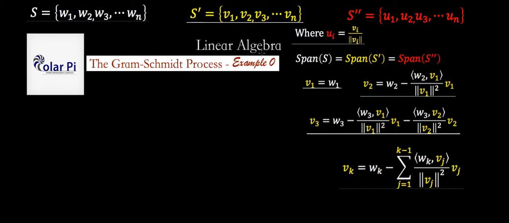Guys, welcome. Yeah, so example 0 here, and as with all example zeros, we're going to try to figure out how and why the Gram-Schmidt process works.